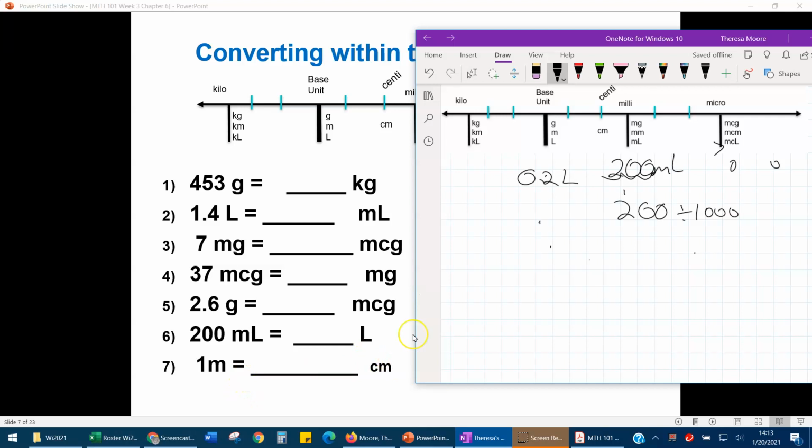Then meter to centimeter. Meter is right here. 1 meter is a basic unit. Now remember, centimeter is only 2 decimal places away. So 1, 2, 100 centimeters. So 1 meter is 100 centimeters. Or you can think of it as multiplying 1 times 100.